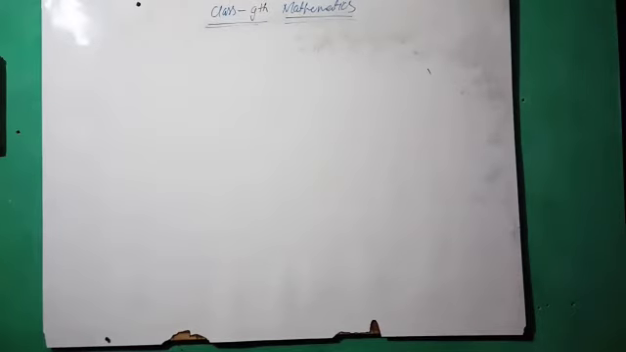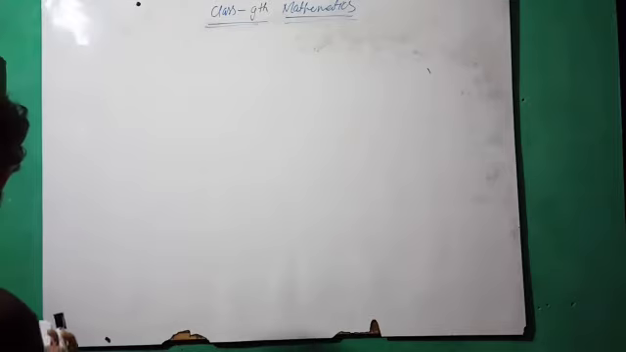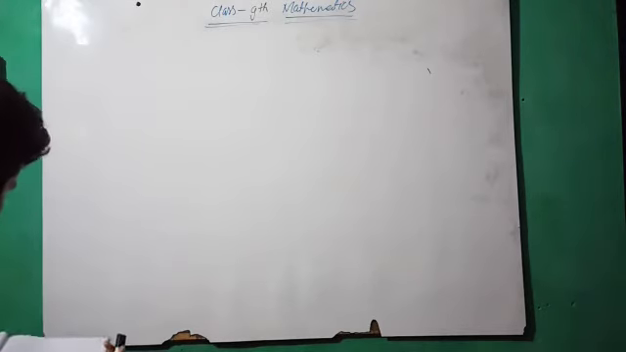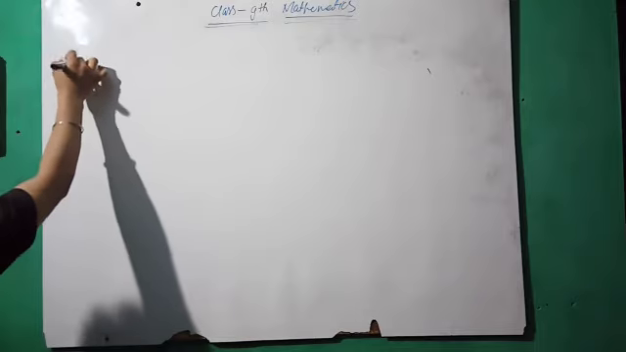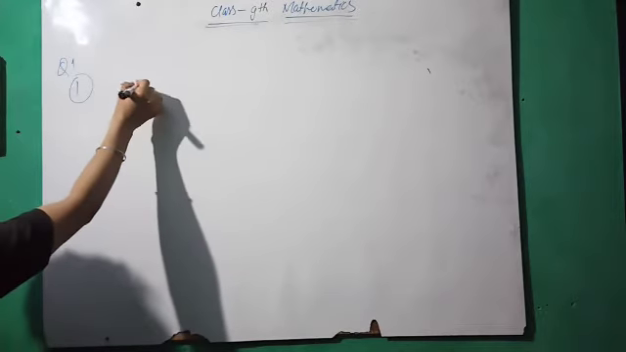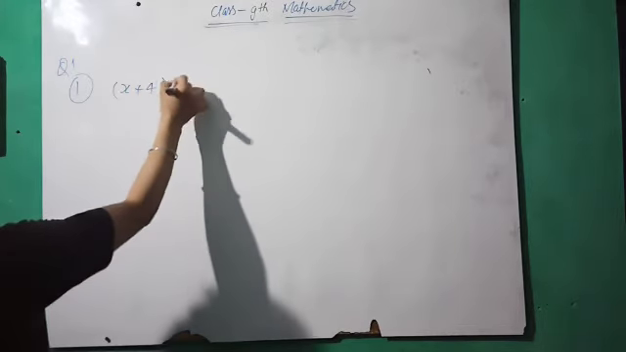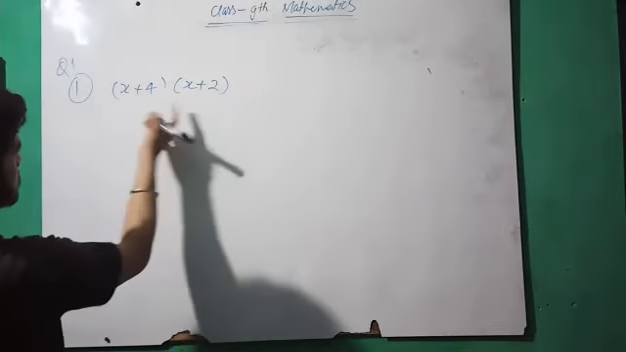Okay, now we will discuss exercise 3a. Question number 1, the first part is very simple. Write down the product for each of the following. We have to just multiply it. Question number 1, first part: x plus 4 times x plus 2.